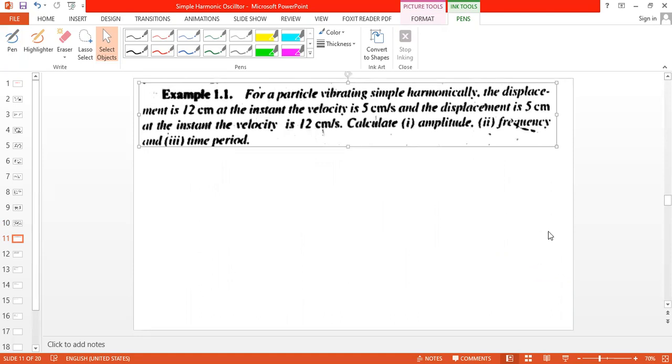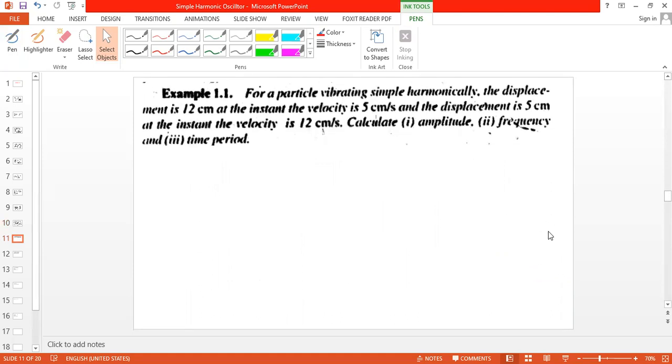For a particle vibrating simple harmonically, the displacement is 12 centimeter at the instant when its velocity is 5 centimeter, and the displacement is 5 centimeter when its velocity is 12 centimeter. We have to calculate the amplitude, frequency, and time period. So, two things. When velocity is 5, then the displacement is 12.